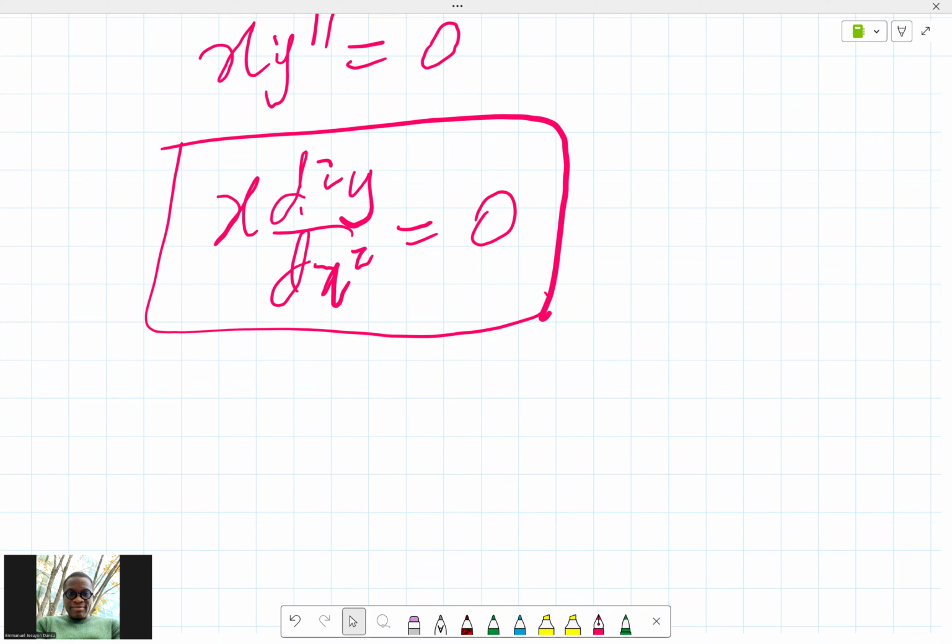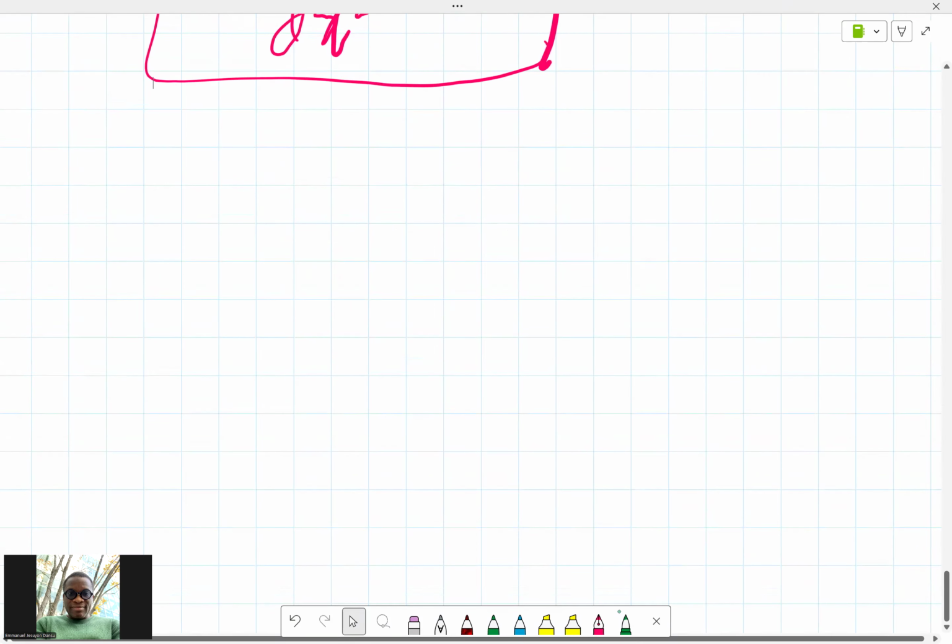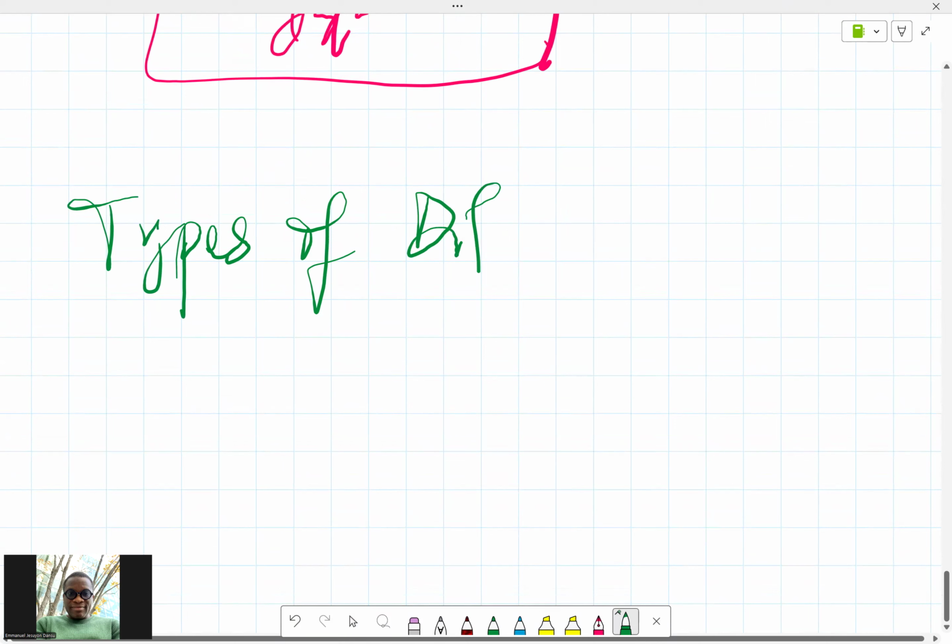So we've seen formation of differential equations. The next thing we'd like to talk about is types of differential equations.